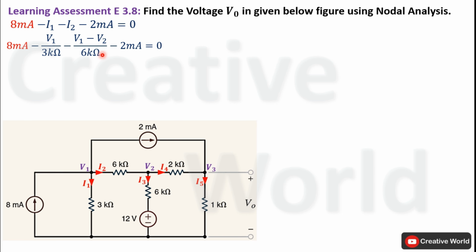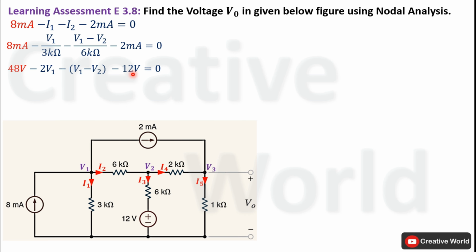Now in order to further solve this equation, we will multiply this equation on both sides with 6 kilo ohm. The product of 6 kilo ohm and 8 milliampere will result in 48 volt. Here the 6 kilo ohm will cancel out with the 3 kilo ohm in the denominator, only 2 will be left and that 2 will be multiplied with V1, so the value will become 2V1. The 6 kilo ohm will cancel out with the 6 kilo ohm in the denominator, only V1 minus V2 will be left. And here the 6 kilo ohm will multiply with 2 milliampere, it will become 12 volt.